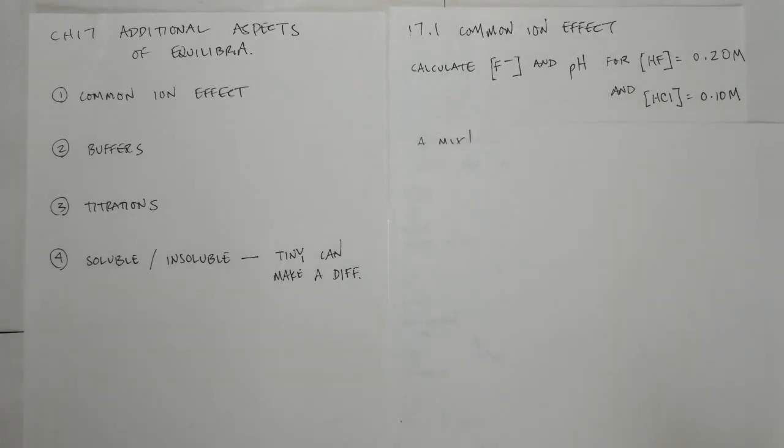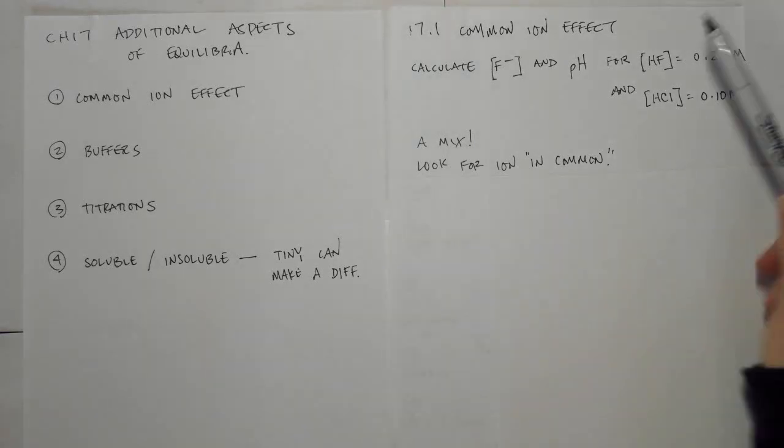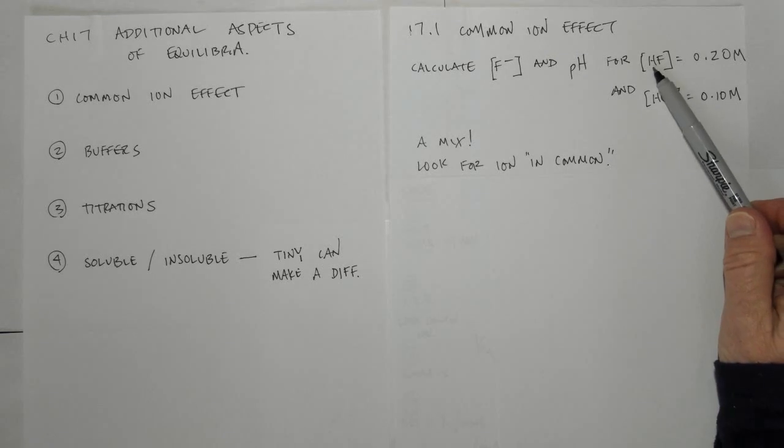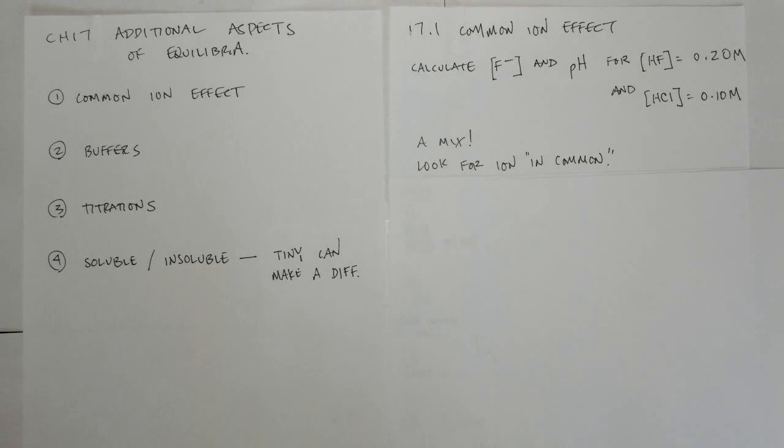So step number 1 when you do this type of problem is to realize that you have a mixture, and when you have a mixture of 2 different solutions, look for an ion that would be in common. And you probably already noticed that this is a weak acid that would have hydrogen ions, and this is a strong acid that would have hydrogen ions. And so the hydrogen ions would be the ion that is in common.